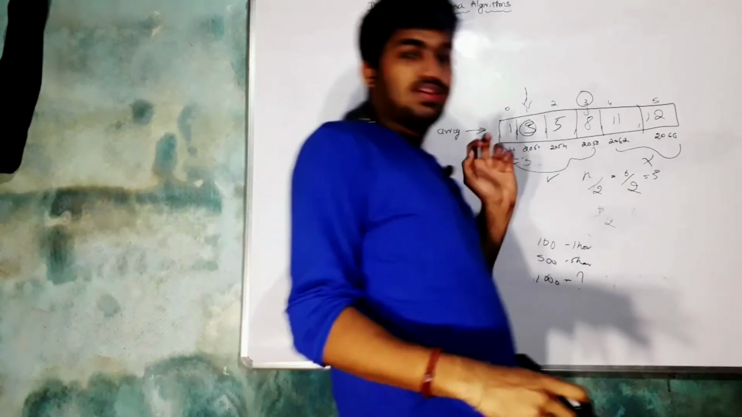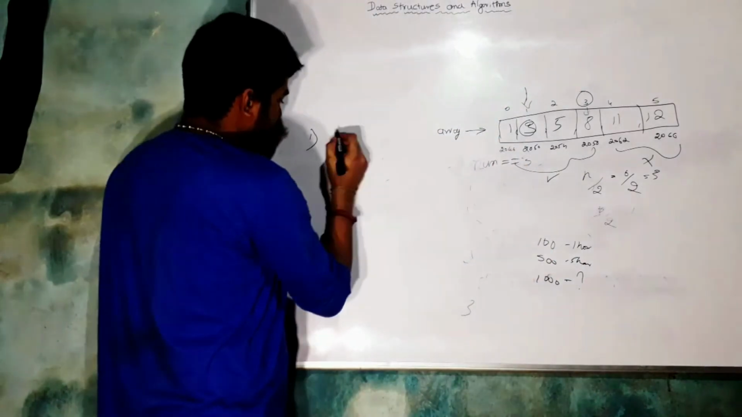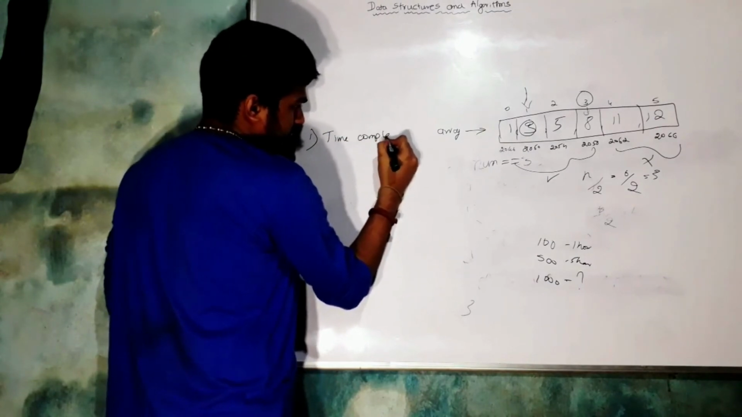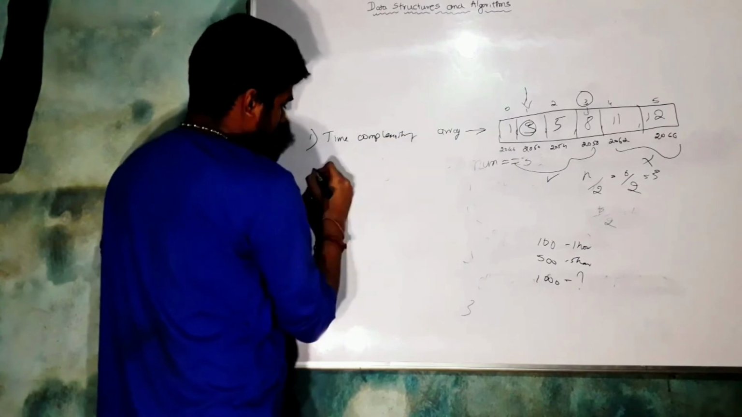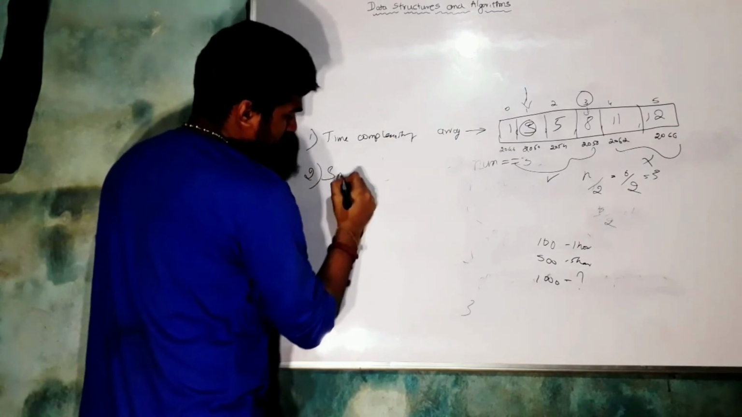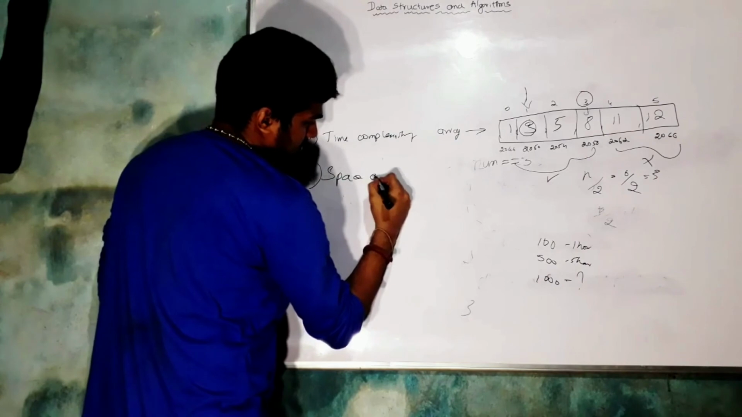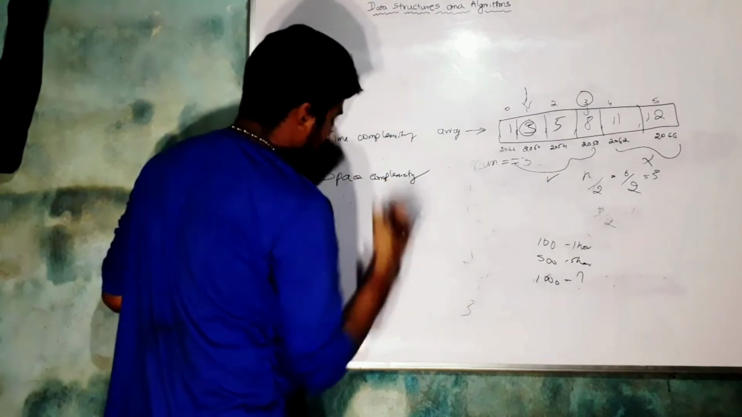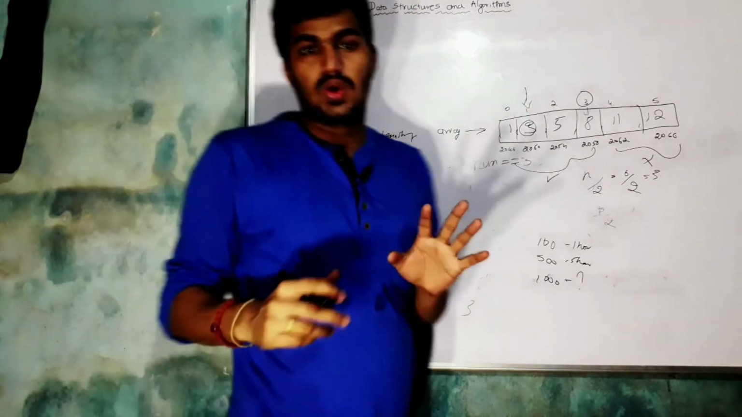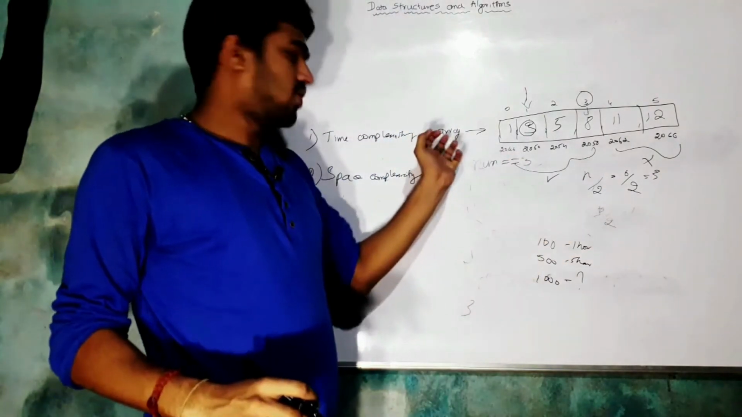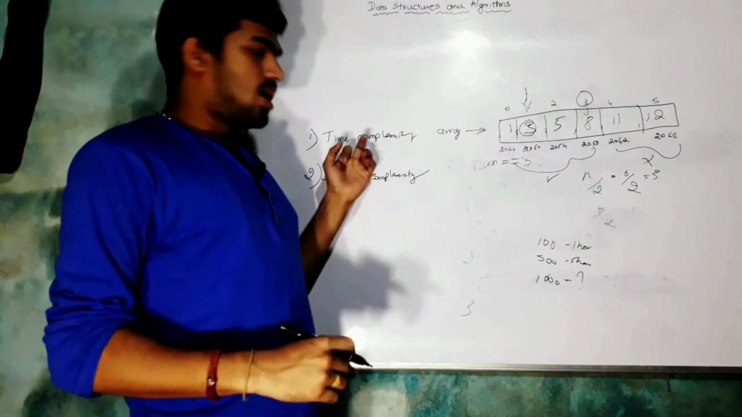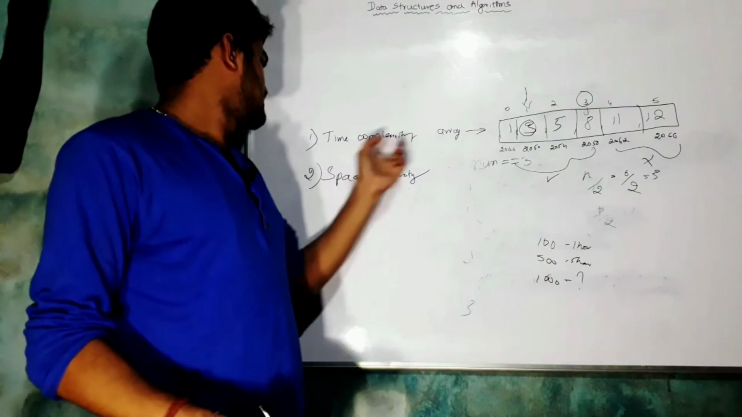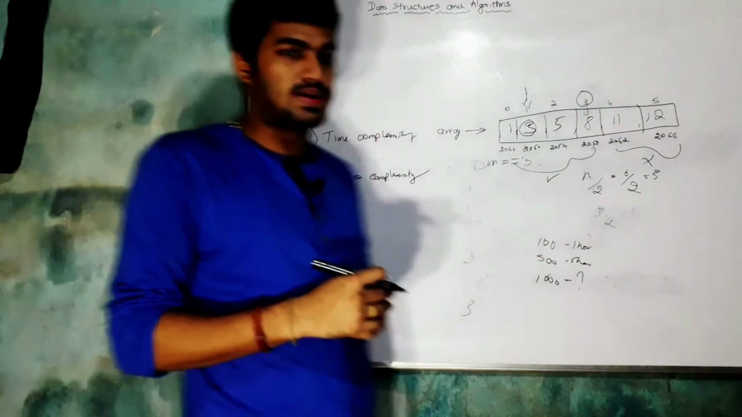So for this concept, there is a concept of time complexity, and another one is space complexity. These are the two very important topics in data structures. We'll see them in detail in the next section: time complexity and space complexity.